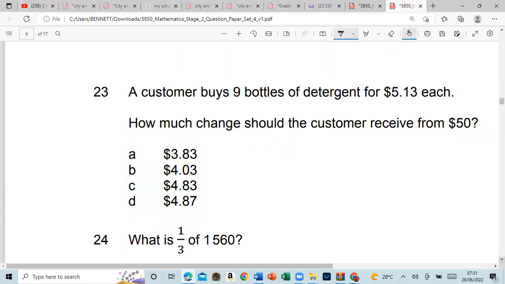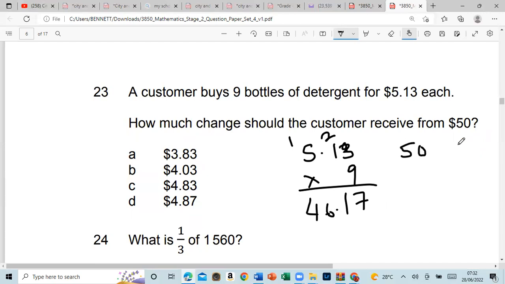Remember, efficiency is also important. A customer buys 9 bottles of detergent for $5.38 each. How much change will the customer receive from $50? So now we check out the price, the 9 first. 9 times 8, 72, 9 times 3, 27, and 7 is 34. 9 times 5, 45, and 3, 48. So we subtract. Again, you have to borrow first. So 50 minus 48.42. All right, so this would give you 1 from 9, 8, 6 from 9, 3.